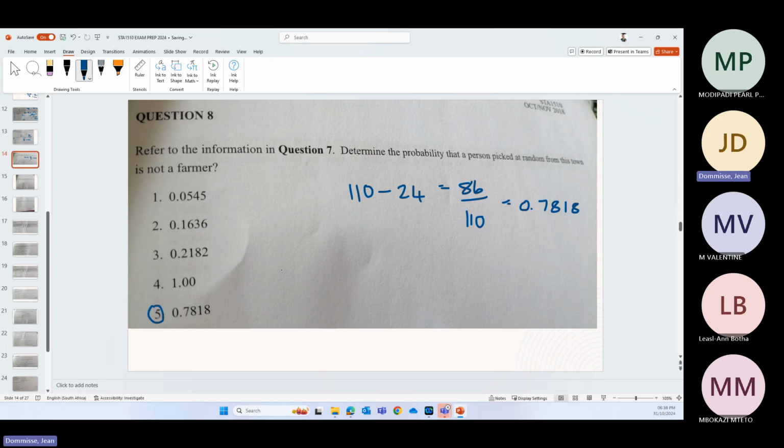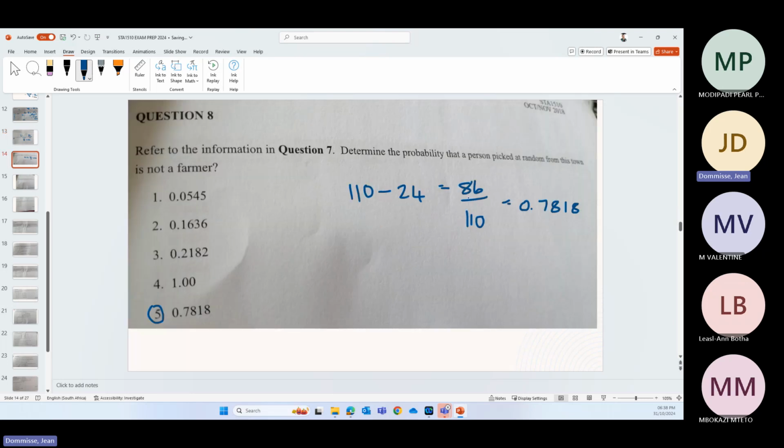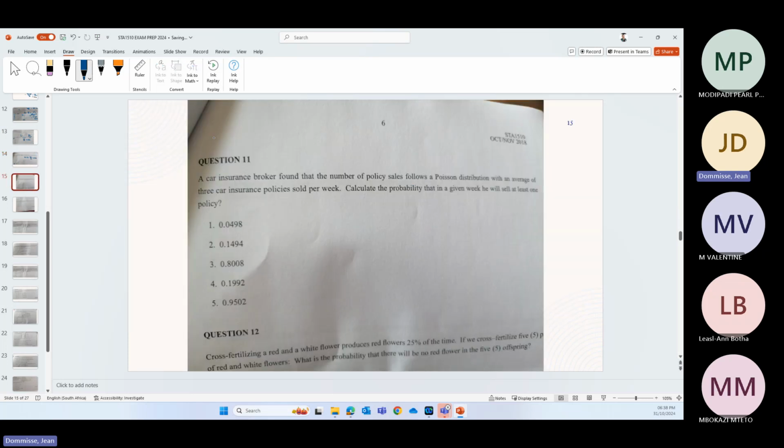0.7818. So not being a farmer: there are 24 farmers, so not a farmer is 110 minus 24, which gives us 86. So 86 divided by 110 will give us 0.7818. Okay, so that's another probability, and we're looking at the complement question.